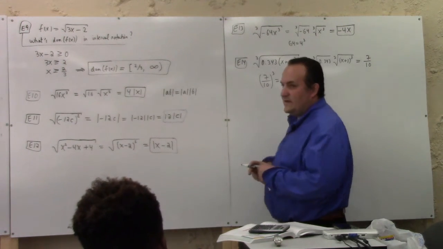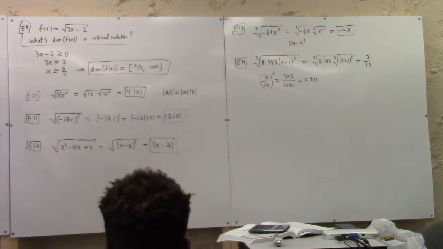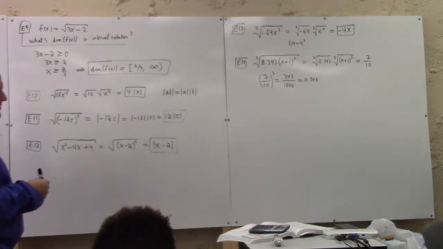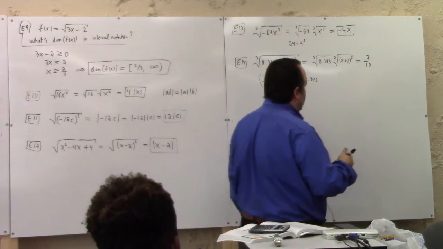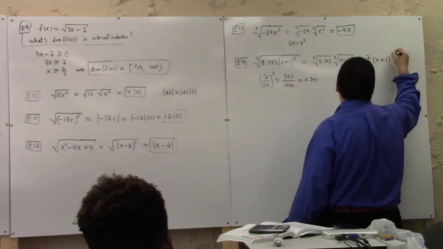And what's the cube root of x plus 1 cubed? It's an odd root of an odd power, so we just get back what's inside. In other words, the cube root and the cube, they're inverse operations. So we just get this.